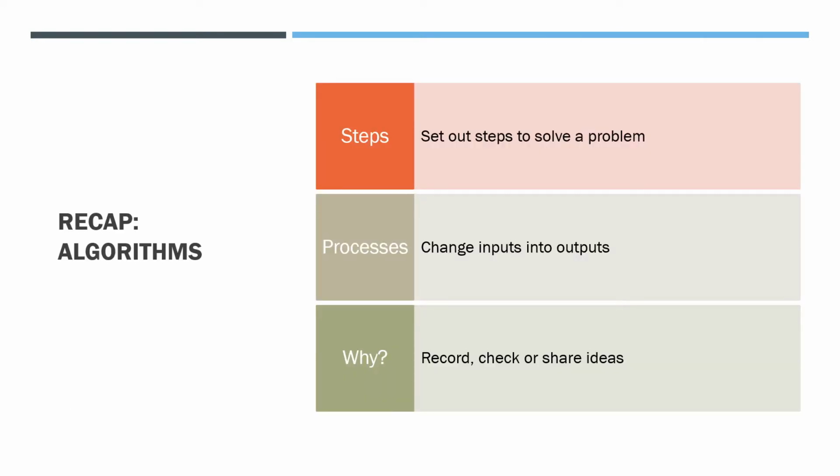So let's briefly recap what we know about algorithms. An algorithm sets out the steps to solve a problem. Specifically, it sets out the processing that has to take place to change the inputs that we start with into the outputs that we want to end up with. And the reason we might record an algorithm is to keep a record of our thinking, to check our work, or to share our ideas.